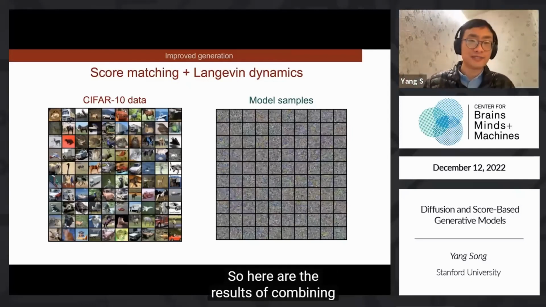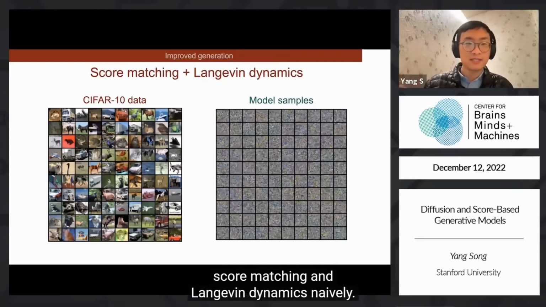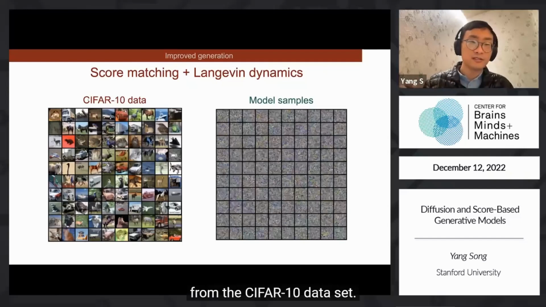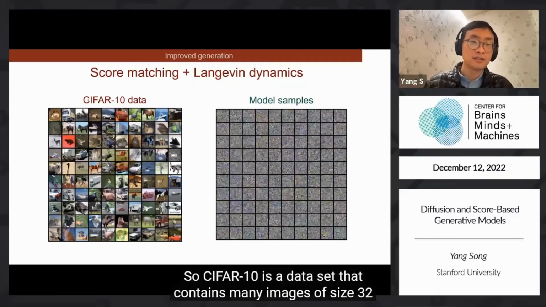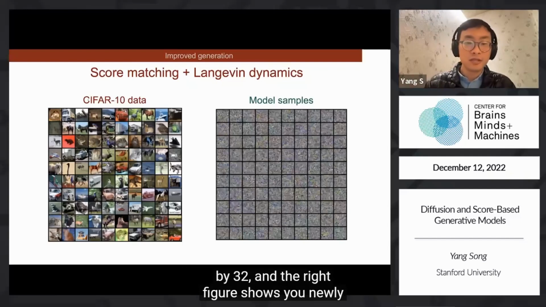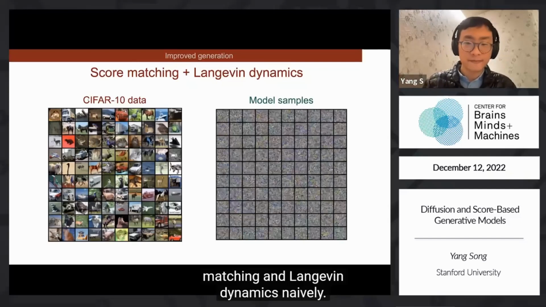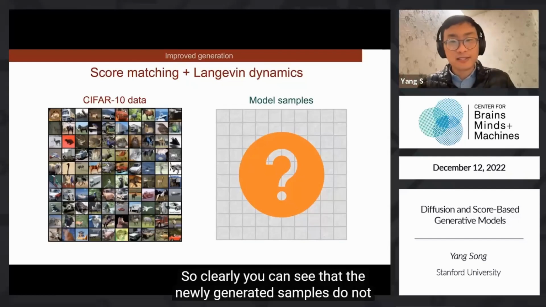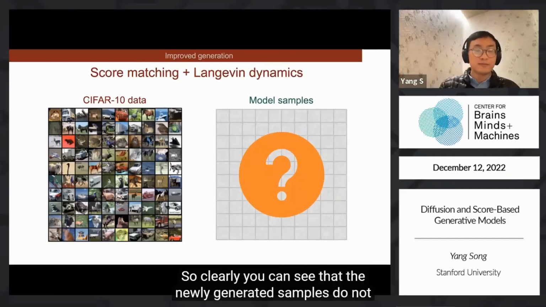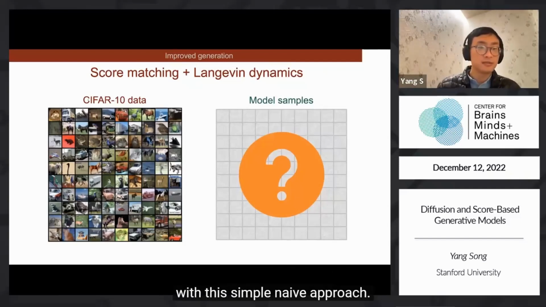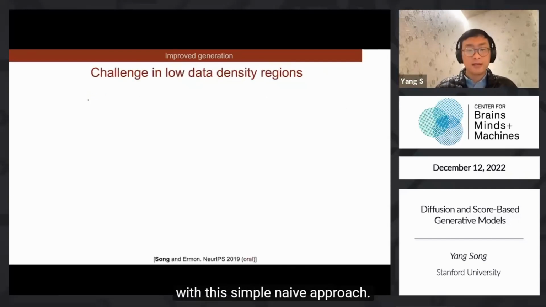Here are the results of combining score matching and Langevin dynamics naively. The left figure shows some images from the CIFAR-10 dataset. CIFAR-10 is a dataset that contains many images of size 32 by 32. And the right figure shows newly generated samples by combining score matching and Langevin dynamics naively. Clearly you can see that the newly generated samples do not look realistic at all. So there has to be something very wrong with this simple naive approach.